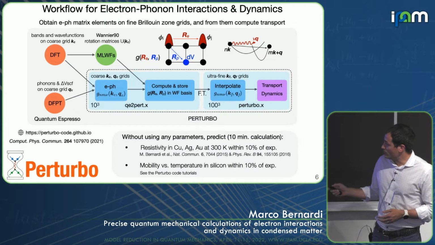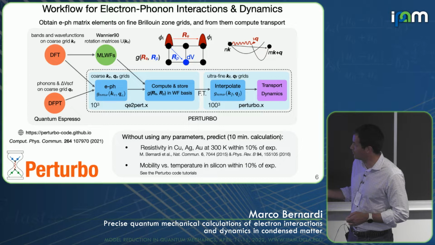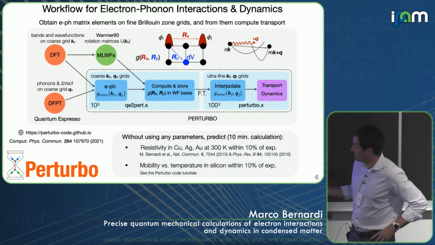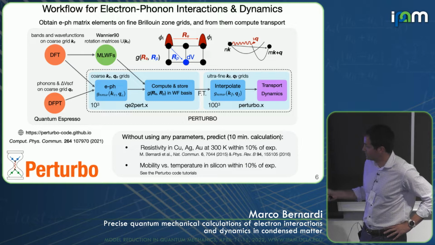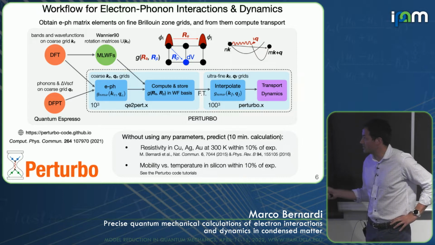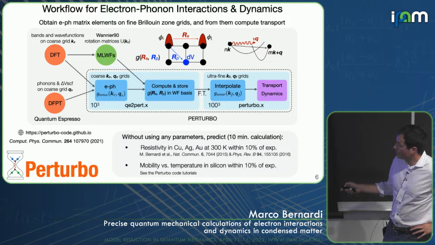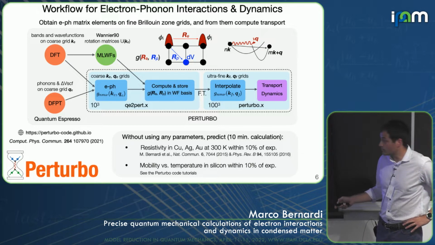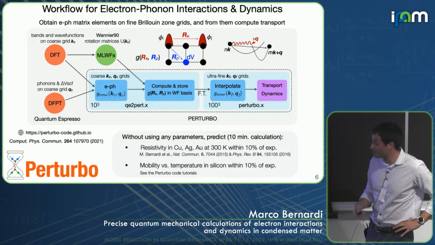Just to give you an idea of how these calculations are done, the starting point is density functional theory to obtain the electronic structure, and then the linear response version of density functional theory, which is also known as density functional perturbation theory, used to compute phonons and the electron-phonon perturbation potentials. Now, in principle, you have all the ingredients to compute the electron-phonon coupling matrix elements.